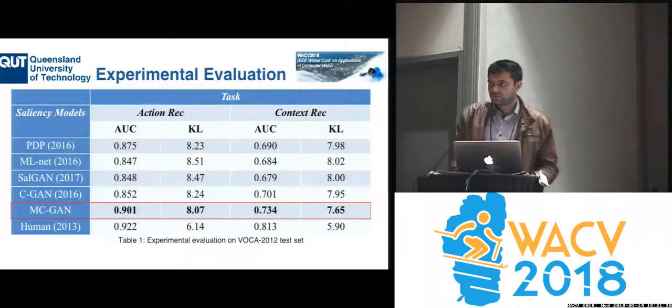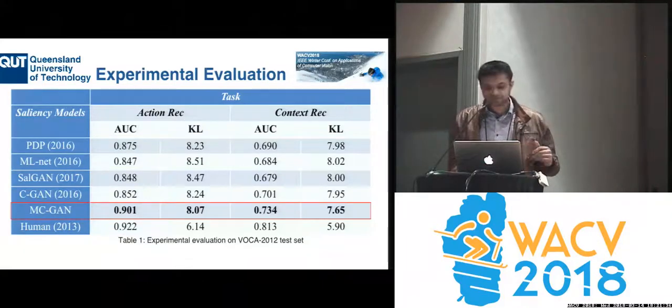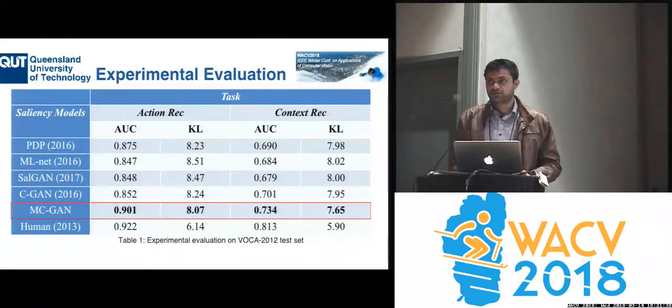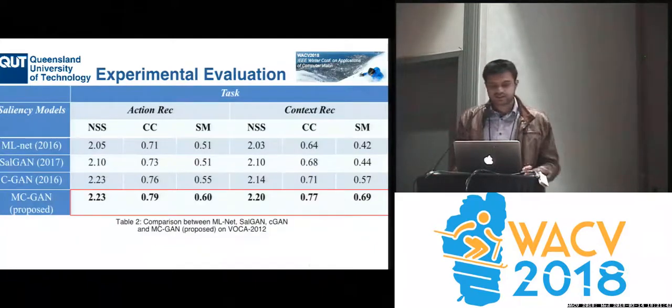So we evaluated the proposed method on the Pascal VOCA and also MIT PD datasets. And as you can see, the proposed method is capable of outperforming the state of the art by a significant margin. And also we evaluated metrics such as normalized scan path saliency and cross-correlation. And in that scenario also, we were able to outperform the state of the art.